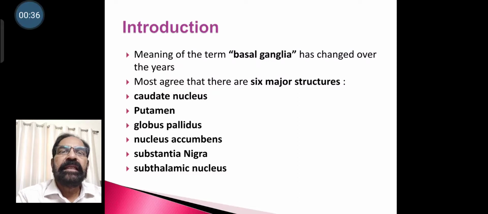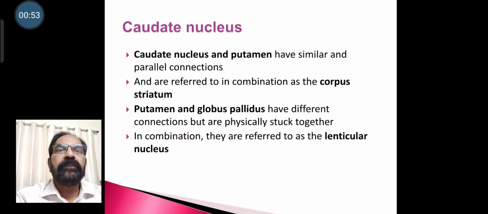Most agree that there are 6 major structures: caudate nucleus, putamen, globus pallidus, nucleus accumbens, substantia nigra, and subthalamic nucleus. Caudate nucleus and putamen have similar and parallel connections and are referred to in combination as corpus striatum. Putamen and globus pallidus have different connections but are physically stuck together. In combination, they are referred to as lenticular nucleus.